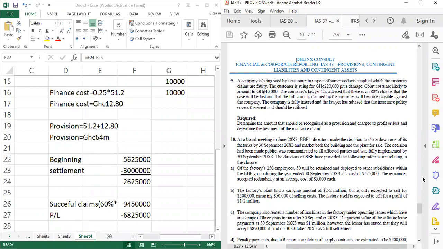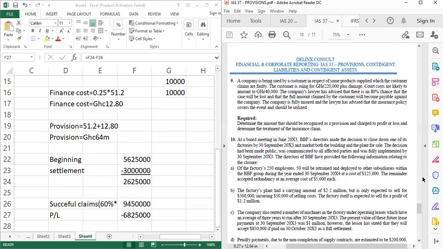Since they are saying that there is an 80% chance the case will not be won, it means that we have already lost the case. So we are going to pay the total amount that the customer is suing us for, which is the 220,000, plus the court costs, because we go to the court before we do everything. So that cost, we are going to pay it.